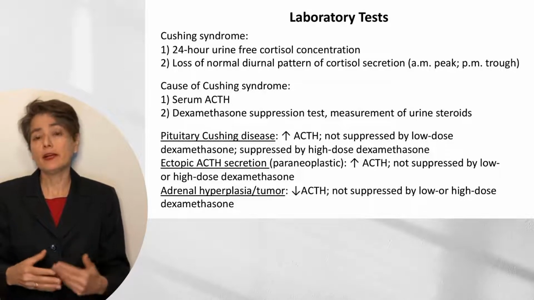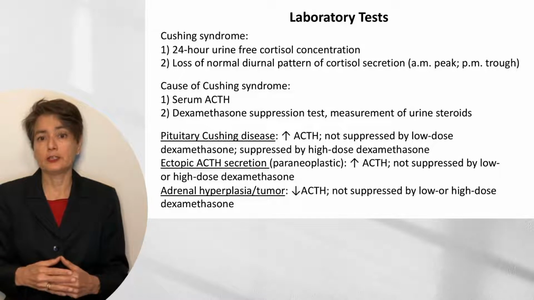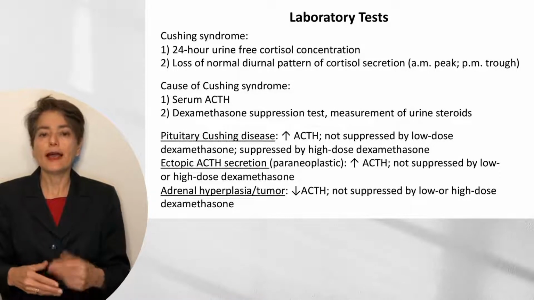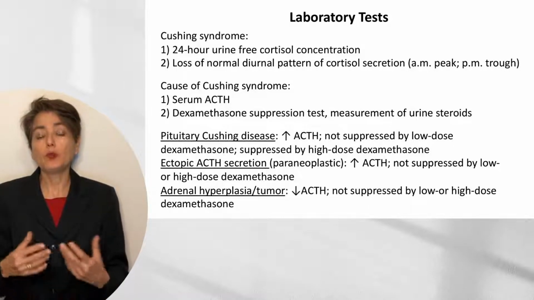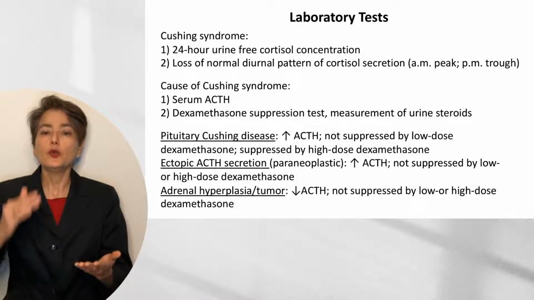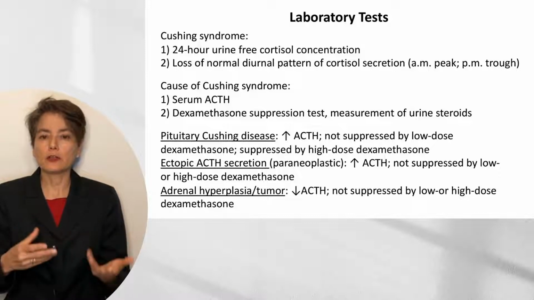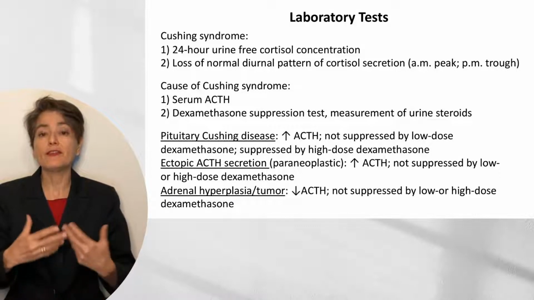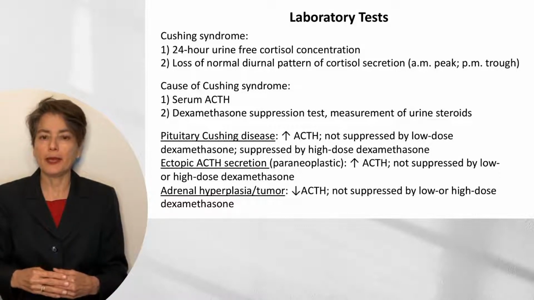Now, once you've identified a patient as having Cushing syndrome, the next thing you have to determine is, why does this patient have Cushing syndrome? So the first thing you'll do there is to check a serum ACTH, and I'll go through why that helps you distinguish. And the other thing you want to do is see whether, if you administer exogenous steroids, you can suppress the production of cortisol. So you'll give either low or high dose dexamethasone, and you'll measure the urine steroids to see if this has had an effect of diminishing the production of steroids by the patient.